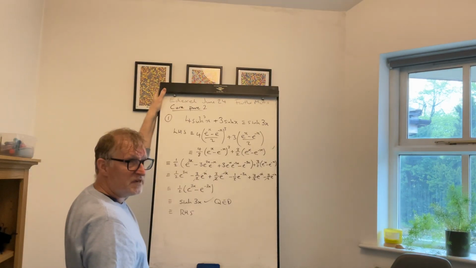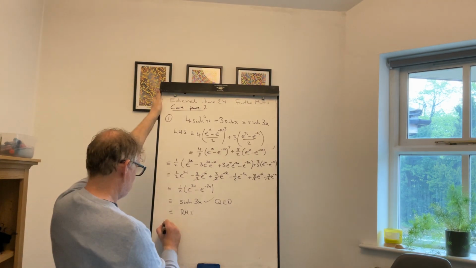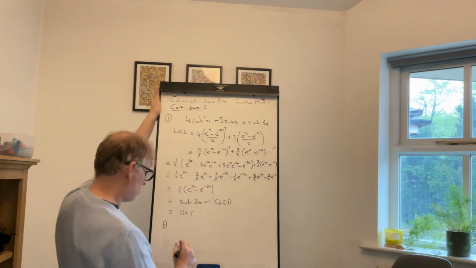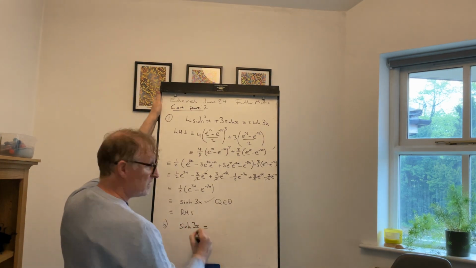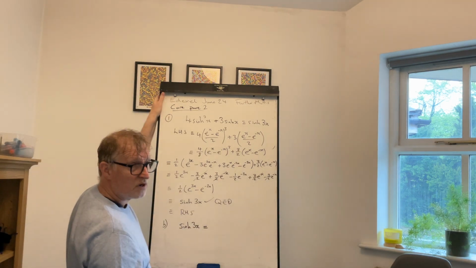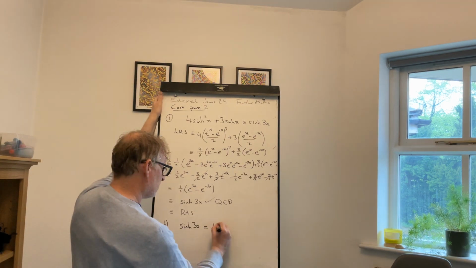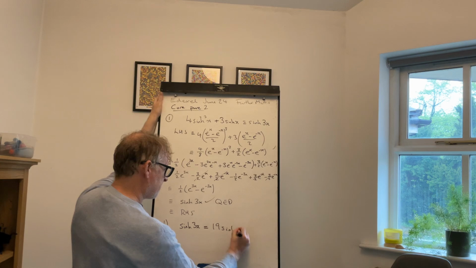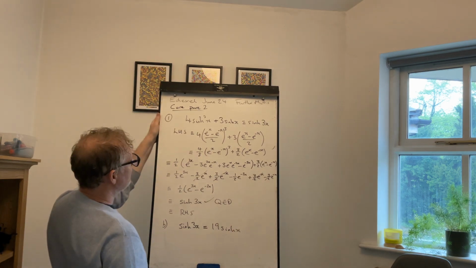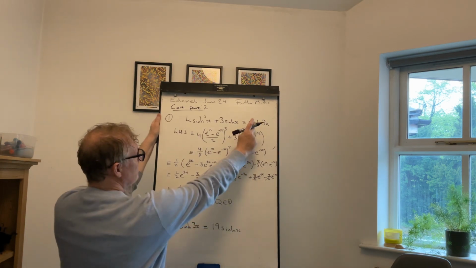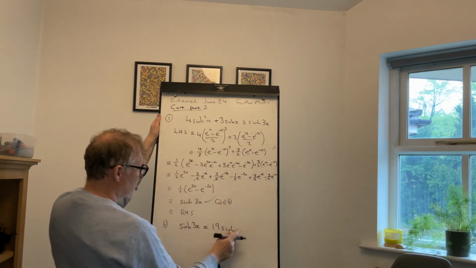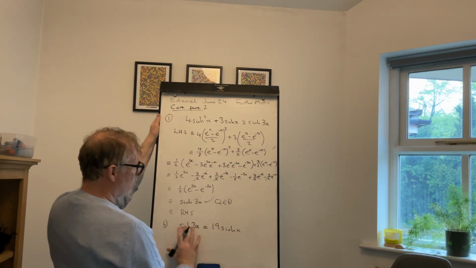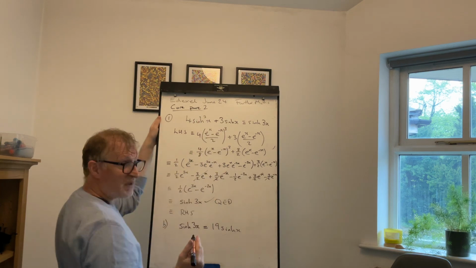So what we're now going to do is hence solve the equation for part B of, what is it, sine 3x is equal to 19 sine x. So, obvious thing is, let's use part A. Sine 3x is that, so let's replace it with that. We can see already we're going to get an equation just involving sine and powers of sine.